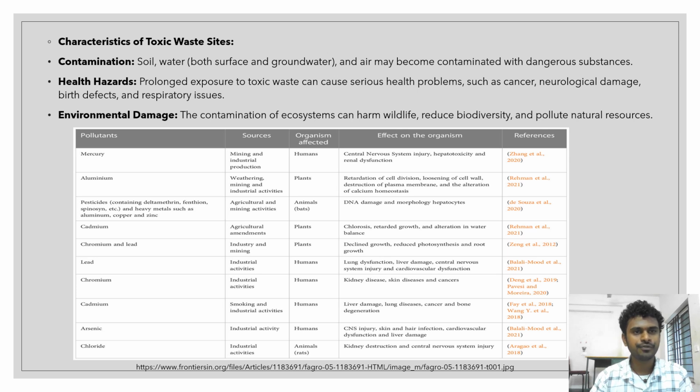Now, characteristics of toxic waste sites. This leads to contamination. Soil, water, both surface and groundwater, and air may become contaminated with dangerous substances. And it leads to health hazards. Prolonged exposure to toxic waste can cause serious health problems such as cancer, neurological damage, birth defects, and respiratory issues. And environmental damage. The contamination of ecosystems can harm wildlife, reduce biodiversity, and pollute natural resources. We can see here how pollutants affect the health of humans, plants, and animals.